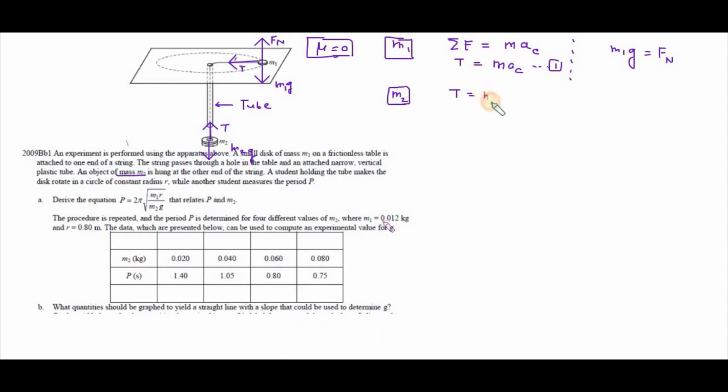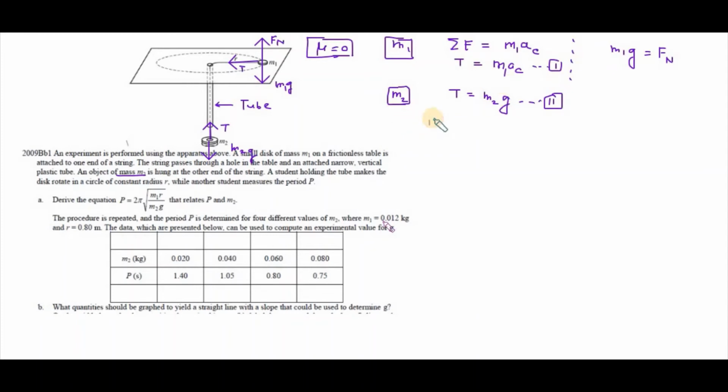Now from the second object, whose mass is m2, we can say the tension T is equal to m2g, and that will be the equation of the second object. And for the first object the mass is m1. Now we can equate these two, because the tension in both cases should be the same.